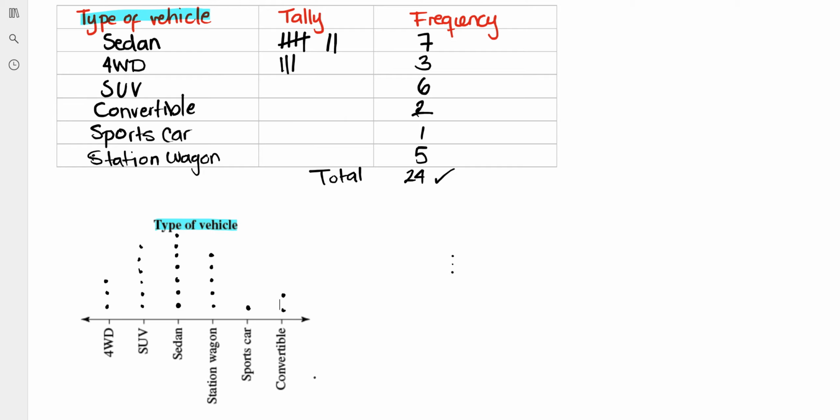That is what is called a dot plot. As you can see, it's very clear. I can see right away that the sedan had the most responses and sports cars have the least. So it's very visual, with the same information that we had in the frequency table, but in a more visual way. Fantastic. In the next video, we're going to do more examples.